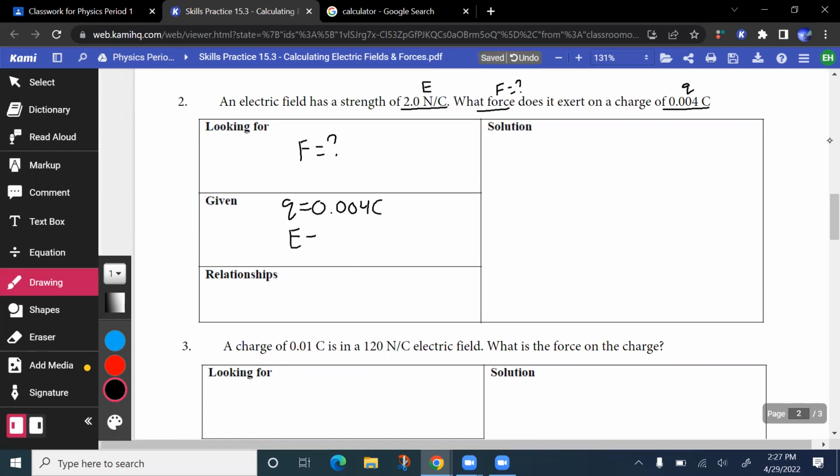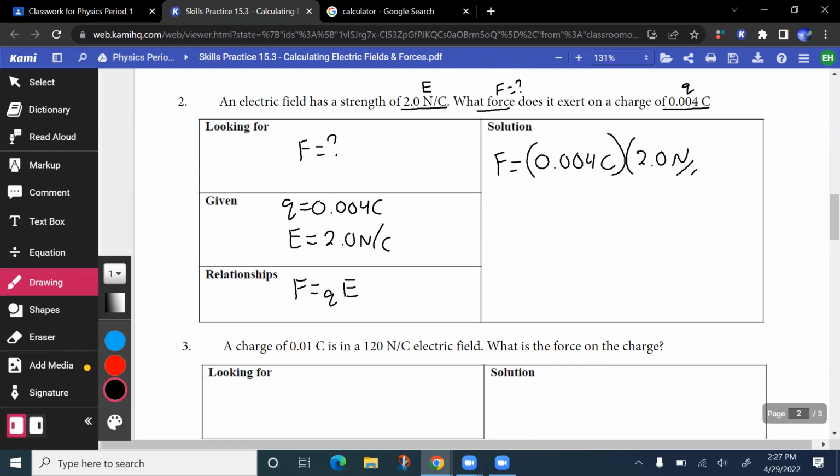E would be 2 newtons per coulomb. The equation we're using is force equals Q times E. Go ahead and directly substitute into that, since it's already isolated for F. It's 0.004 coulombs times 2 newtons per coulomb. Notice that the coulombs cancel. And if we double 0.004, we get 0.008 newtons.